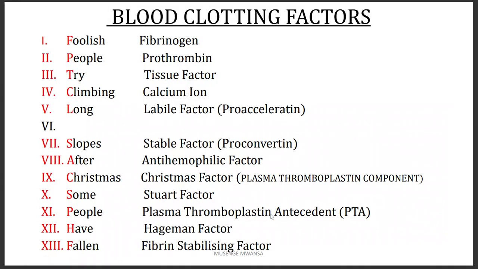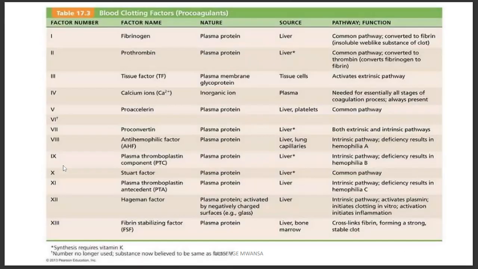Now, there is this one which we are calling the antihemophilic factor, which is factor number 8. So what happens is that the deficiency of factor 8 is going to result in hemophilia A, just like the name antihemophilic factor. So its deficiency results in hemophilia type A.